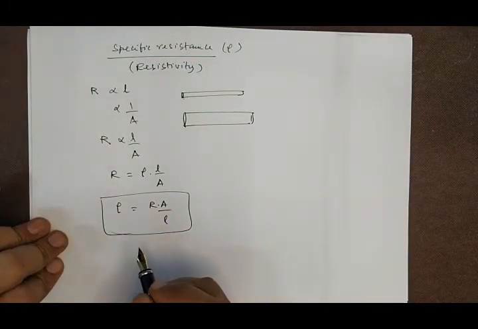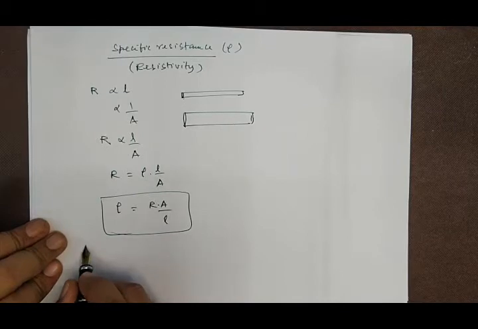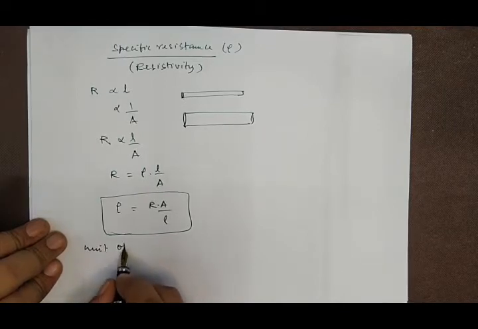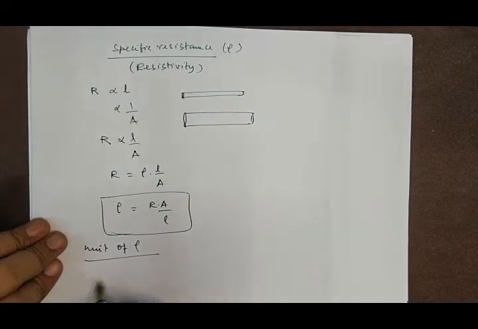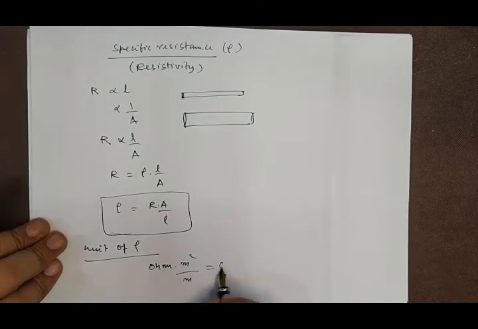Now, what is the unit of resistivity? Unit of rho is, that is you have got ohm, and this is meter squared, and this is meter, therefore ohm meter. Okay.